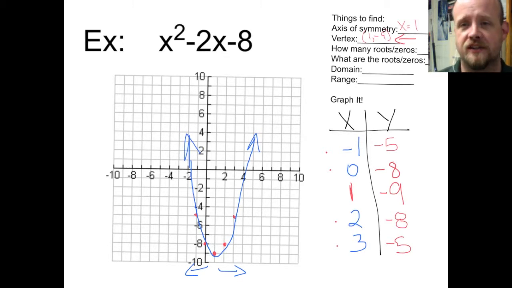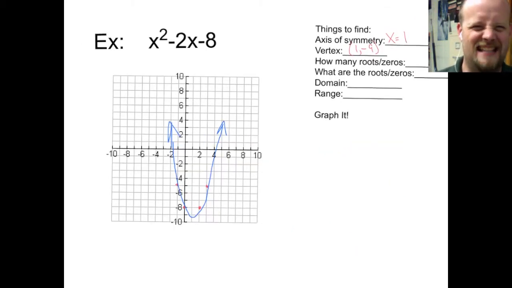Now, I'm no artist, and we don't expect you to be either. Unfortunately, as we're looking at this, we really can't tell exactly what the roots are. We can't tell exactly what point they cross the x-axis, so we need to test that. Here's our graph from the previous step. We have our axis of symmetry, we have our vertex, and we have all of our points on our drawn parabola.